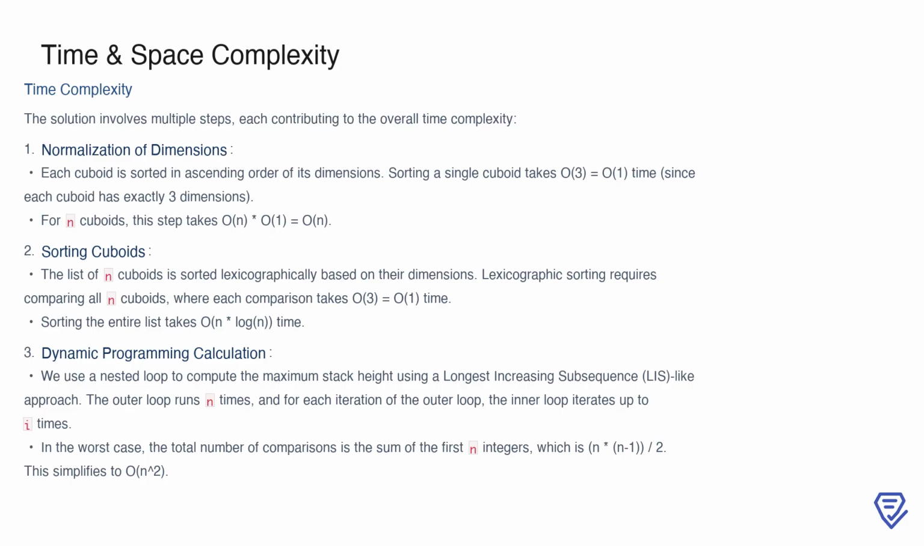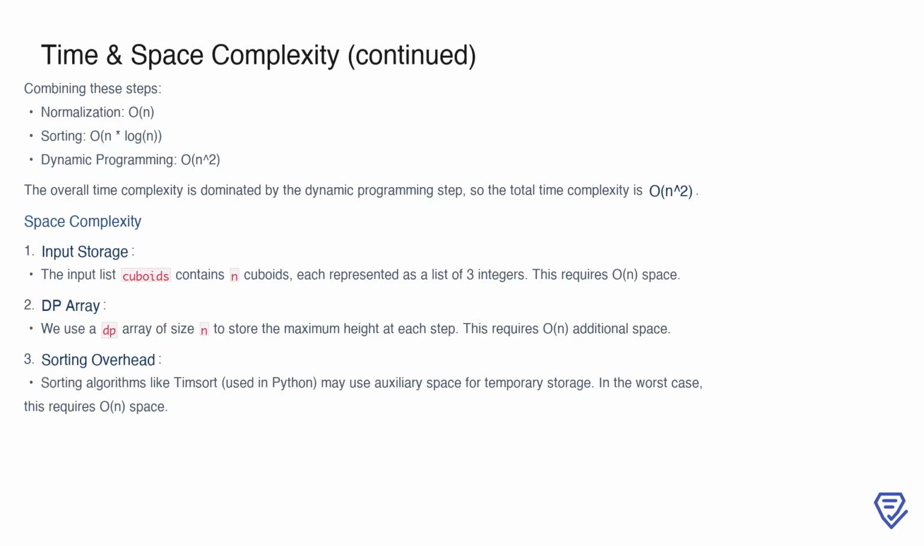Finally, we apply a dynamic programming approach to compute the maximum stack height. Using a nested loop, the outer loop runs n times, and for each iteration, the inner loop considers all previous cuboids, leading to a total of n(n-1)/2 comparisons. This results in a time complexity of O(n²) for the dynamic programming step. When we combine these steps, the normalization step contributes O(n), sorting the cuboids takes O(n log n), and the dynamic programming computation requires O(n²). Since O(n²) dominates the other 2 components, the overall time complexity of the solution is O(n²).